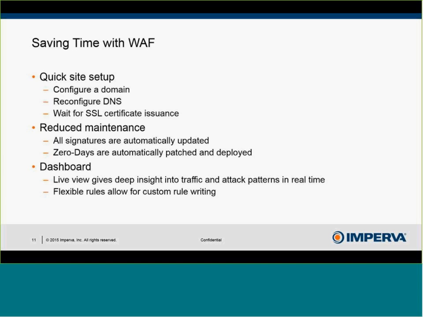Really all you do is configure your domain, reconfigure your DNS to point to Incapsula, and then configure Incapsula to point to your origin server. Your server is what they call the origin server. You can do it with one origin server, and you can do it with many origin servers. If you're doing SSL, you can either use your existing certificate and upload it to them, or you can wait for their CA to issue a certificate for you.